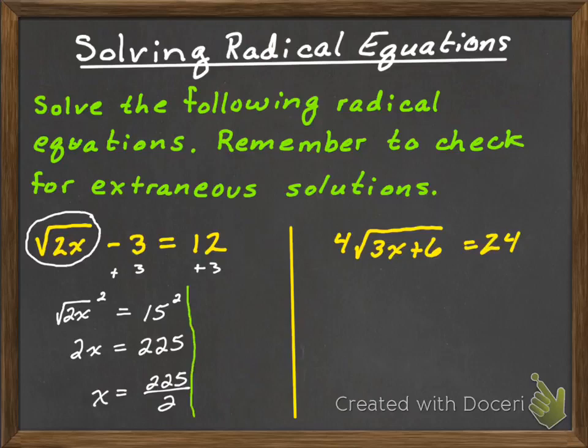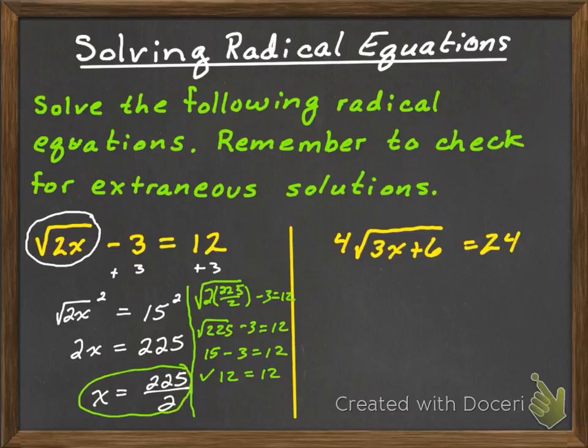If you plug it back in for x, that is going to give you square root of 2 times 225 over 2 minus 3 equals 12. And 2 times 225 over 2, the 2's will cancel out, leaving you with square root of 225. The square root of 225 is 15. And 15 minus 3 is 12. Since the left side of the equation equals the right side of the equation, x equals 225 over 2 is a valid solution.